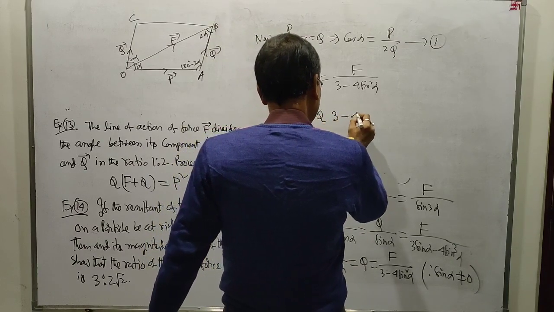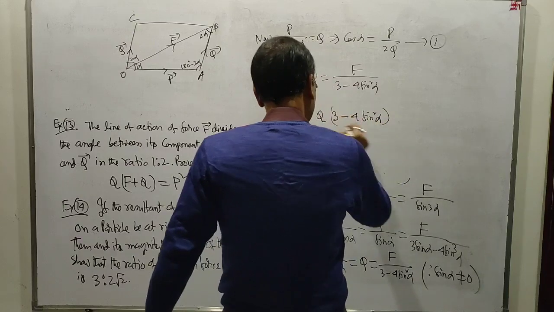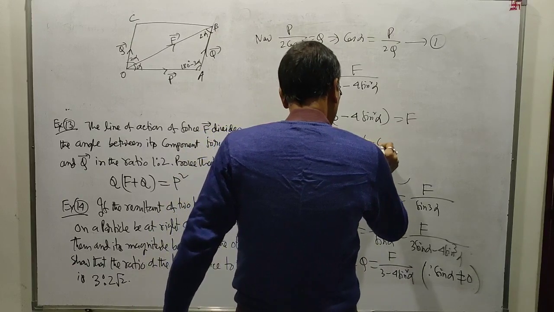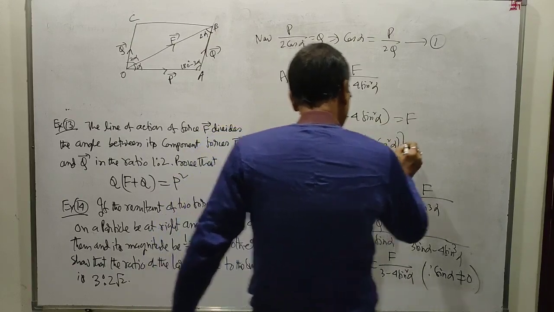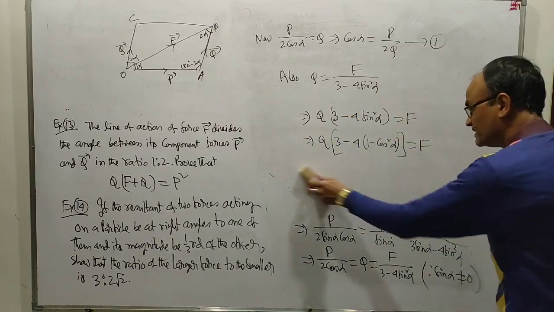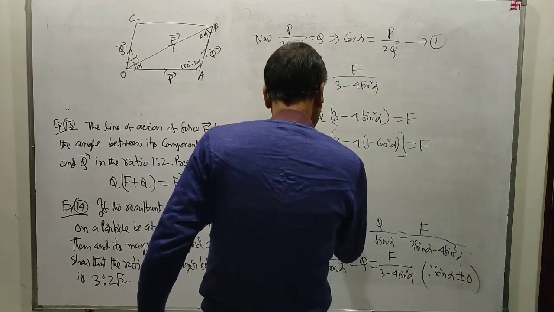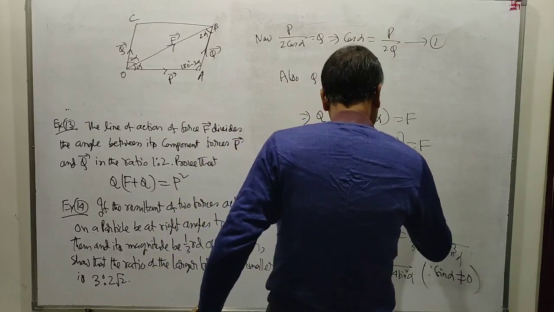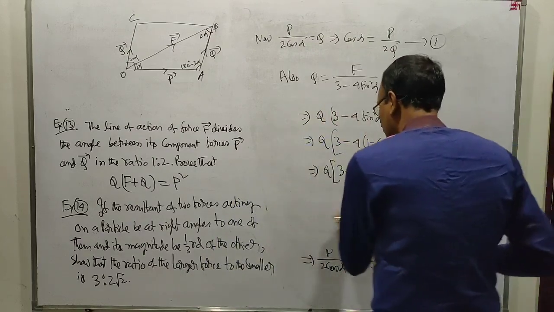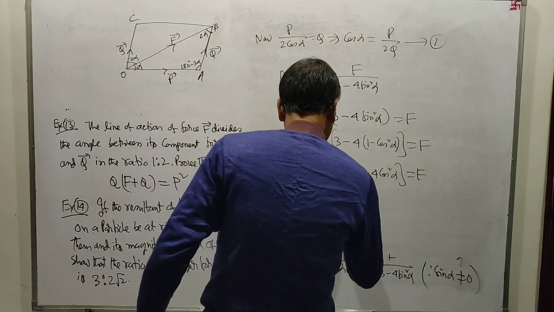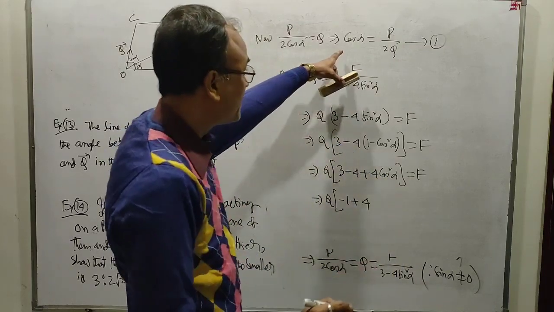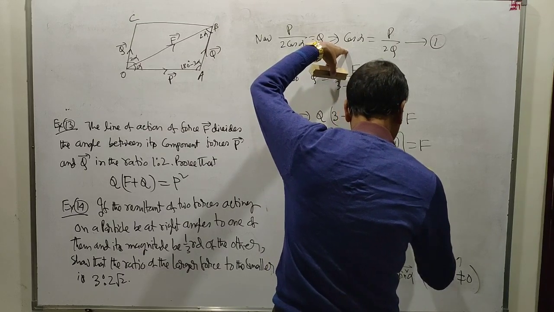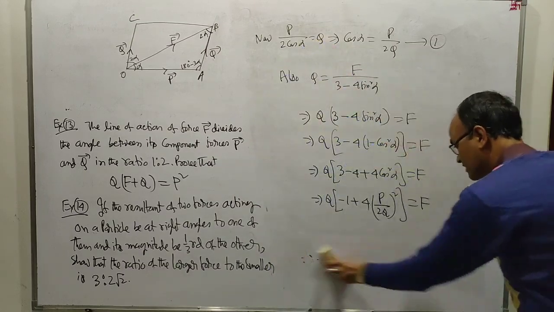This means Q into (3 minus 4 sin square alpha) equals F. This means Q into (3 minus 4(1 minus cos square alpha)) equals F. This means Q into (3 minus 4 plus 4 cos square alpha) equals F. This means Q into (minus 1 plus 4 times cos square alpha), and cos alpha is P by twice Q, so (P by twice Q) whole square, equals F.